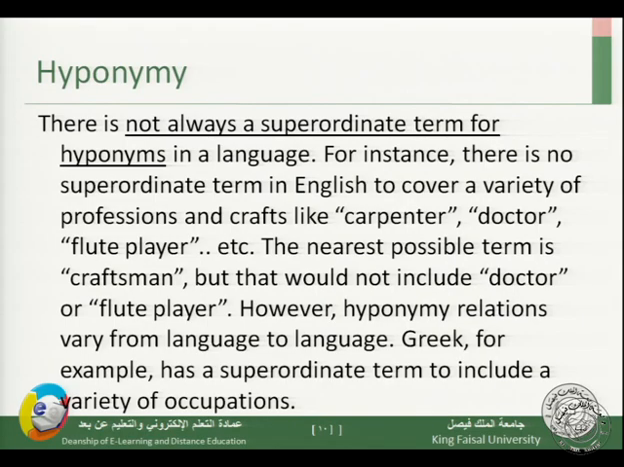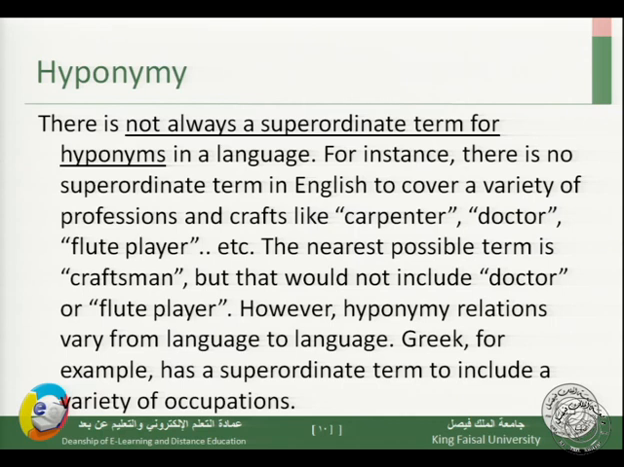We said that there are superordinate terms, but this is not always the case. Sometimes we will have hyponyms, but we will not have superordinate terms. For instance, there is no superordinate term in English to cover a variety of crafts, like carpenter, doctor, flute player, and other names of crafts and jobs. But the nearest possible term that we can use in English is craftsman. But craftsman doesn't include doctor and flute player. So we can't really think of a word in English for carpenter, doctor, or flute player that can be a superordinate of these hyponyms.